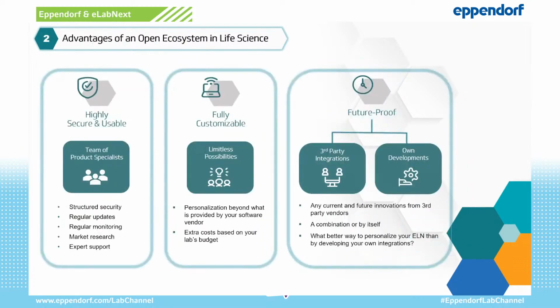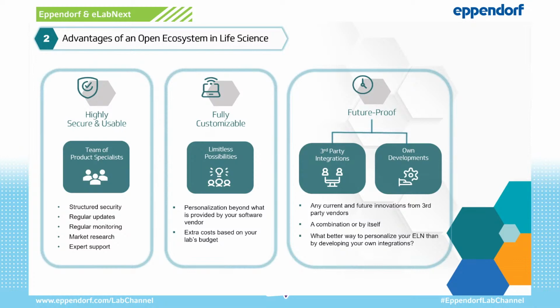So, why is an open ecosystem of advantage in life science? Or how is this going to help your work? By using an open ecosystem, you can have a more usable, secure, and customizable ELN that helps future-proof your lab by allowing you to change the software in accordance to how your workflow will change over time.